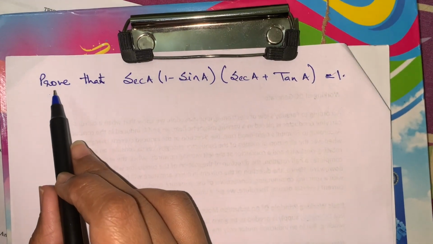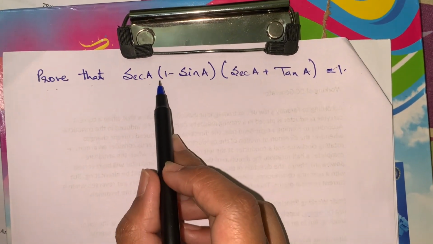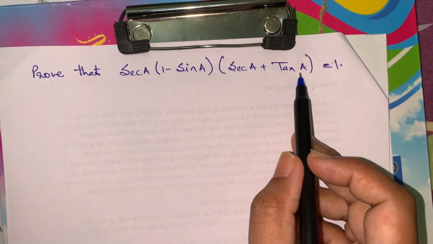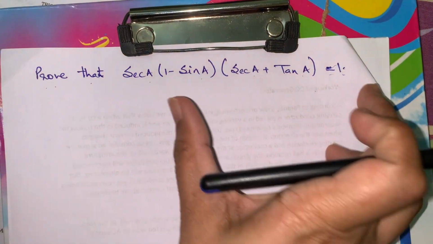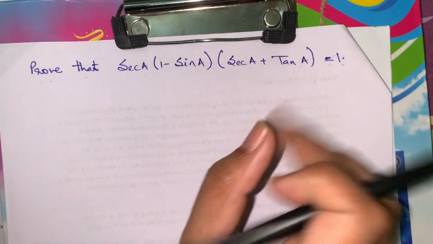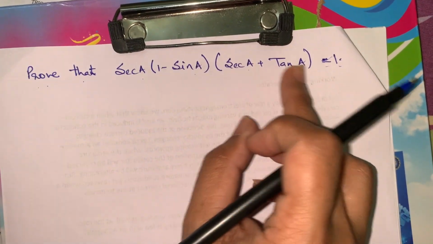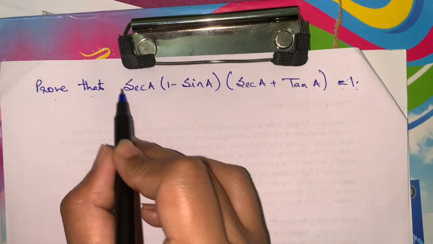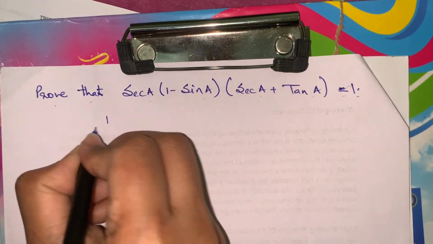The question that is given is prove that secant A times of 1 minus sine A times of secant A plus tan A is given, which is equal to 1. So I have to prove it. And I don't see any identity being applied. There's just this one identity that I can use, but I don't know any other thing. So first of all, let me just convert this into 1 by cos.